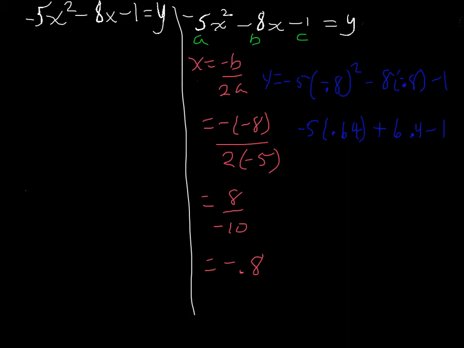Okay. Alright, so now I have -5 times 6.4, which is going to give me -3.2 plus 6.4 minus 1. So -3.2 plus 6.4 gives me 3.2, minus 1, which gives me 2.2. Okay, so that's going to be my y value, 2.2. So I now have -0.8 for the x and 2.2 for the y. Now I can plug those in over here.